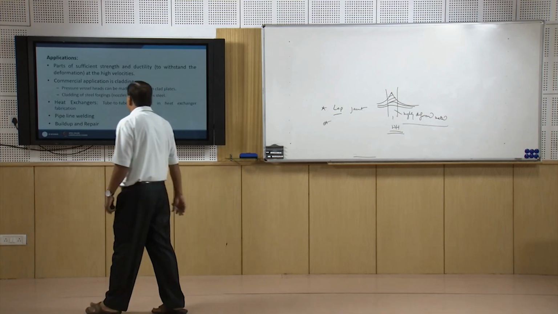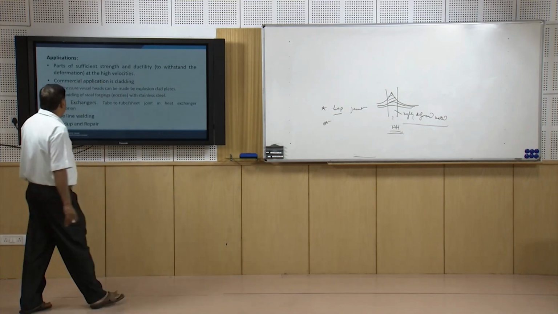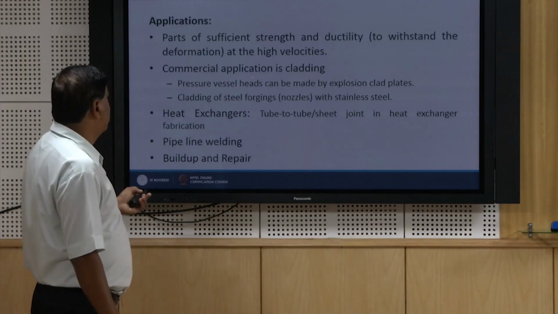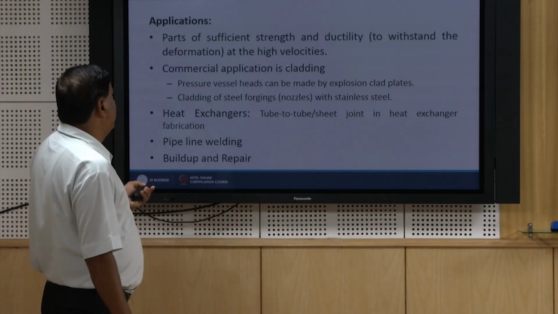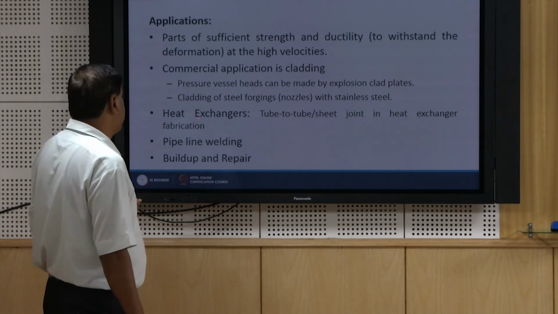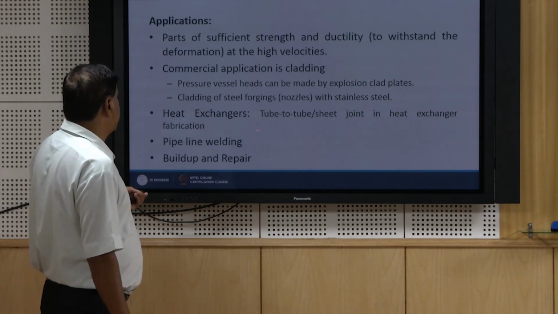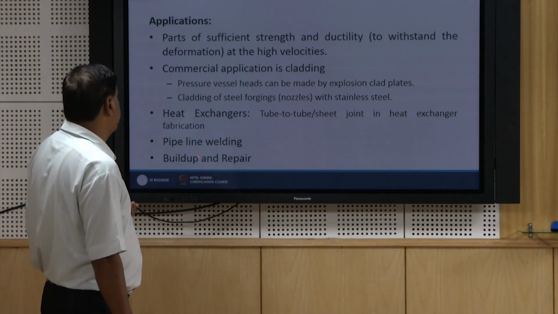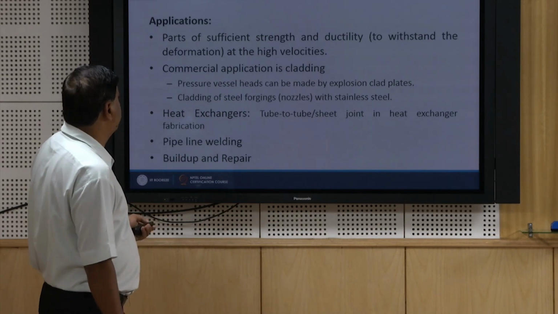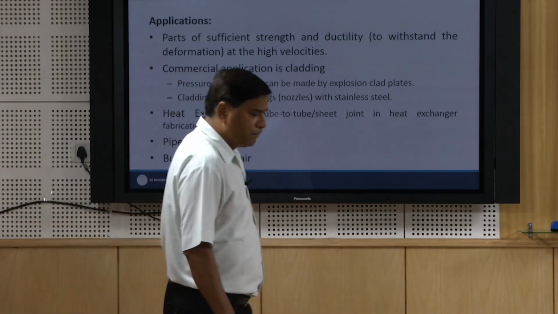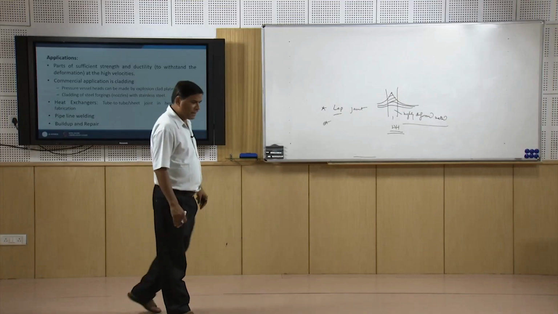treatment process. So, these are the typical applications of the explosive welding process, mainly used in commercial applications in cladding, pressure vessels, heads can be made by explosion clad plates, heat exchangers like tube to tube, and seat joints in heat exchanger fabrication, pipeline welding, build up and repairs, etc. These are the various applications where explosive welding process can be used.